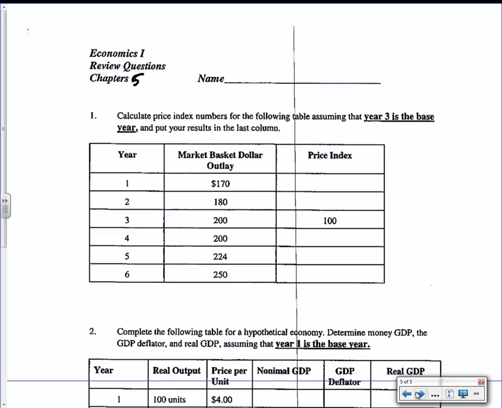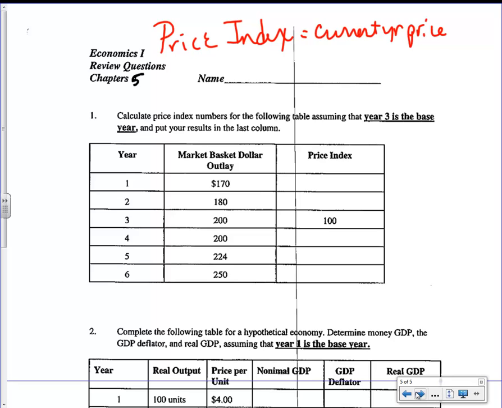Now, that was the first part of the chapter. The second part of the chapter is going to initiate you into inflation. So inflation is a sustained rise in prices. In working with inflation, we have to figure what's called the price index. The price index is simply the current year price divided by the base year price, which is given. Base year is always given. And then let's multiply through by 100 to get rid of the fraction.